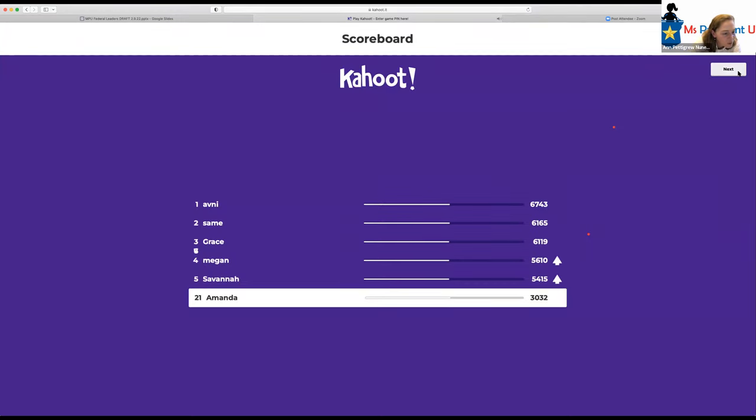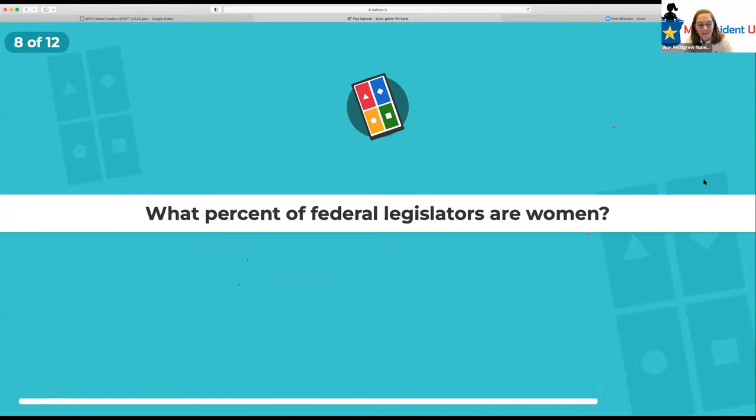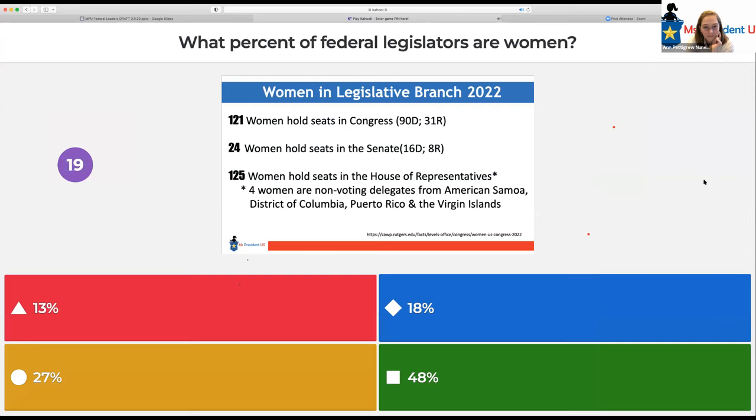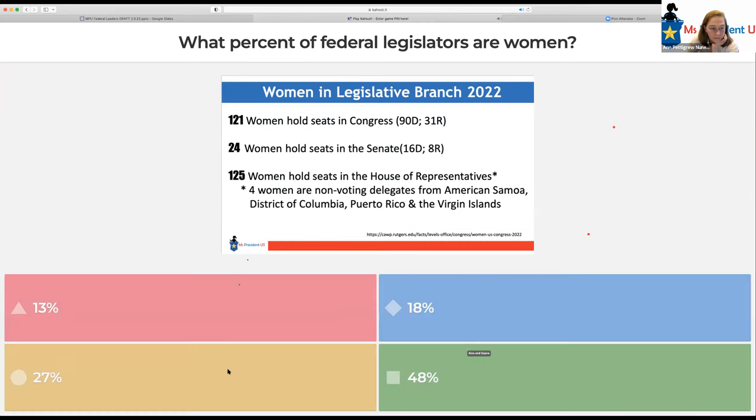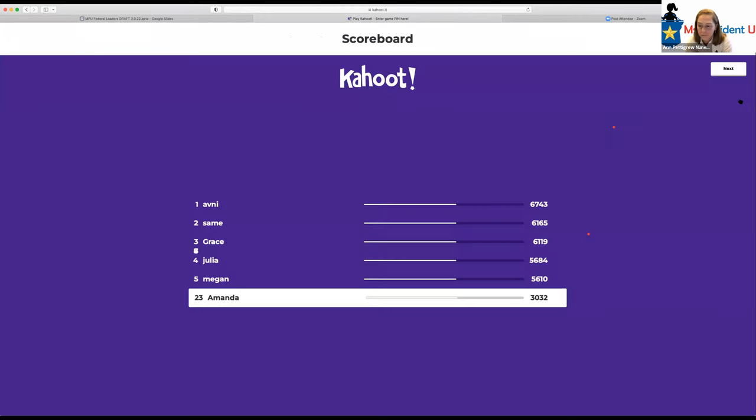Let's see. Ooh, the rankings aren't changing too much. All right. What percent of federal legislators are women? What do you think? Anyone who's good at math can do this one pretty fast here. But of all of the senators and representatives, and even non-voting delegates. So the answer for 2022 is that 27%, just over a quarter, are women.